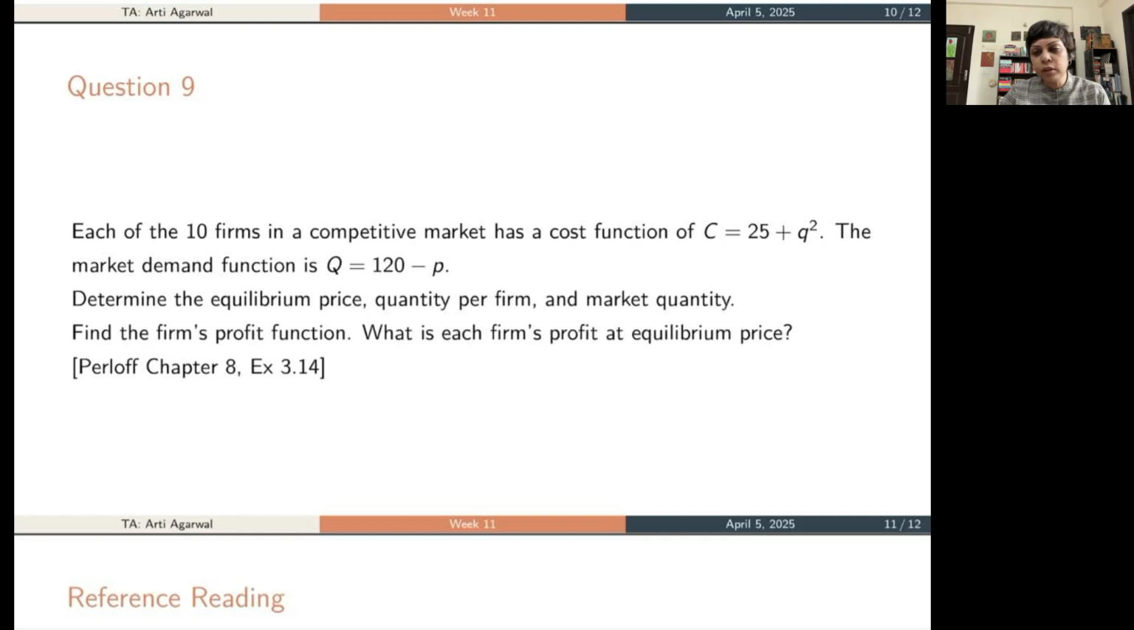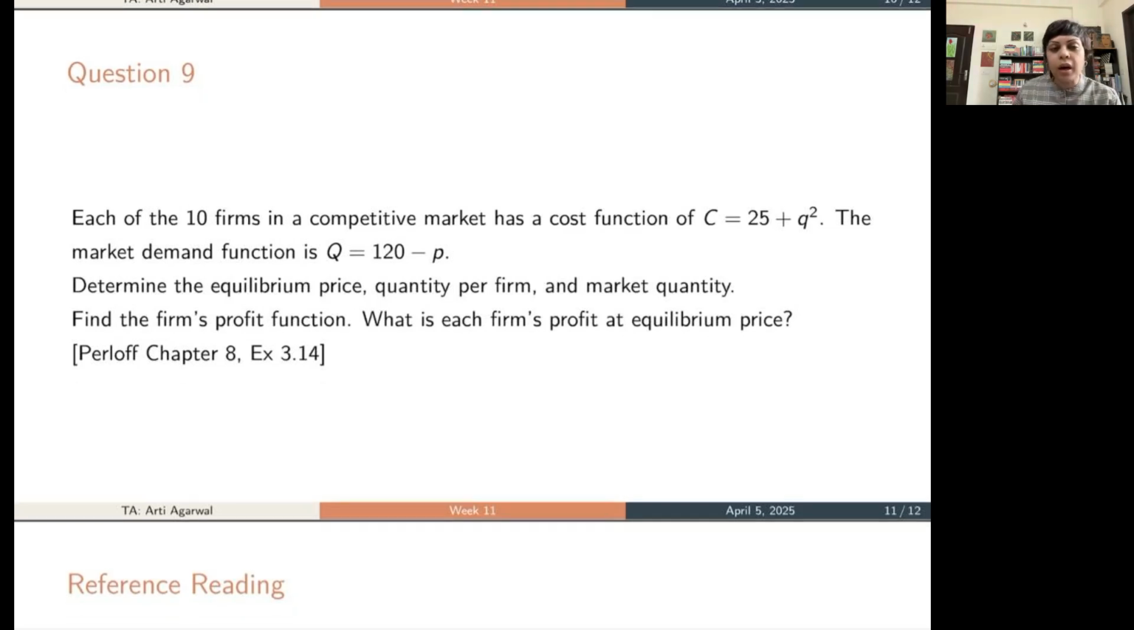You have to be a bit careful that you're given the cost function for individual firms, and the demand function given is the market demand. Generally market demand is denoted by capital Q, and the firm demand or supply is denoted by small q. Now you're asked to determine the equilibrium price, quantity per firm and market quantity. You're also asked to find the firm's profit function and each firm's profit at the equilibrium price.